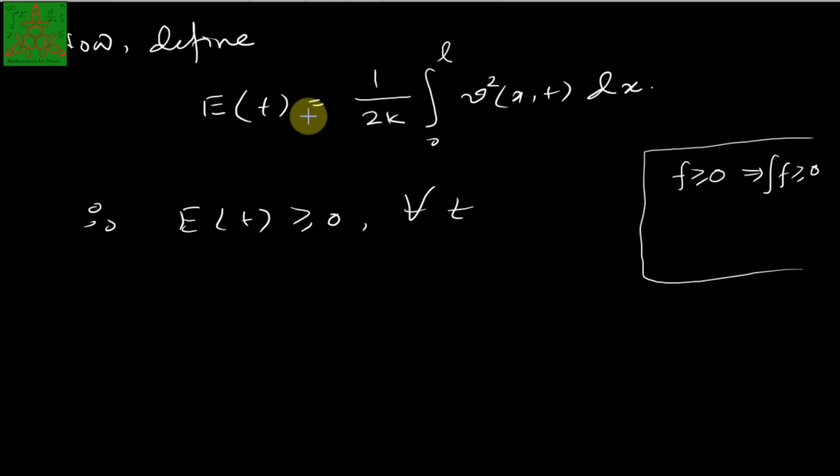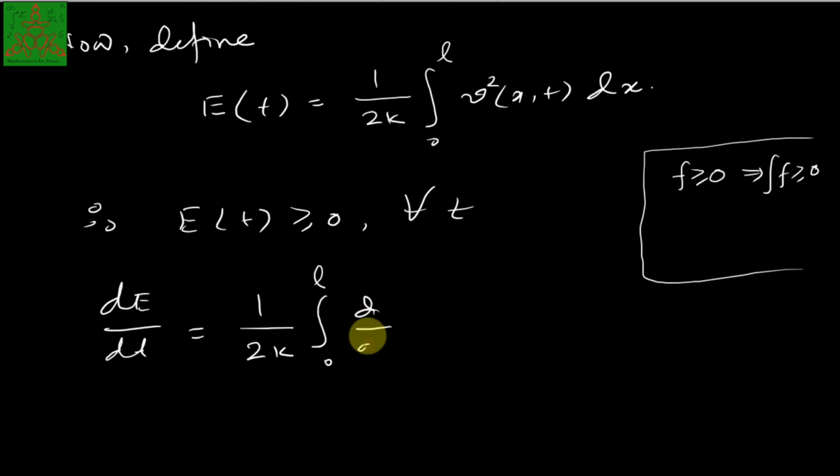Differentiating both sides with respect to t gives dE/dt equal to 1 by 2k times the integral with respect to x. I can interchange the derivative and the integration sign here, and that gives d/dt of v squared (x,t) dx.